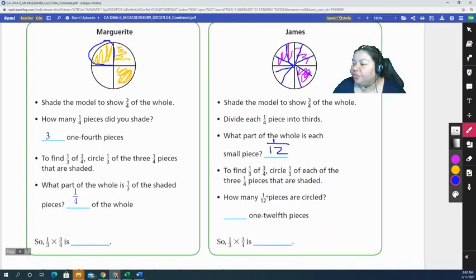Now, to find 1/3 of 3/4, which is our problem, 1/3 times 3/4, circle 1/3 of each of the 3 1/4 pieces that are shaded. So we're not going to circle any of the ones that are not shaded. Only the ones that are shaded. I'm going to circle 1/3 of each fourth piece that was shaded. So in this case, I'll go 1. Let me do a different color. 1, 2, 3. Okay. So in total, I circled 3, right? 1, 2, 3 out of 12.